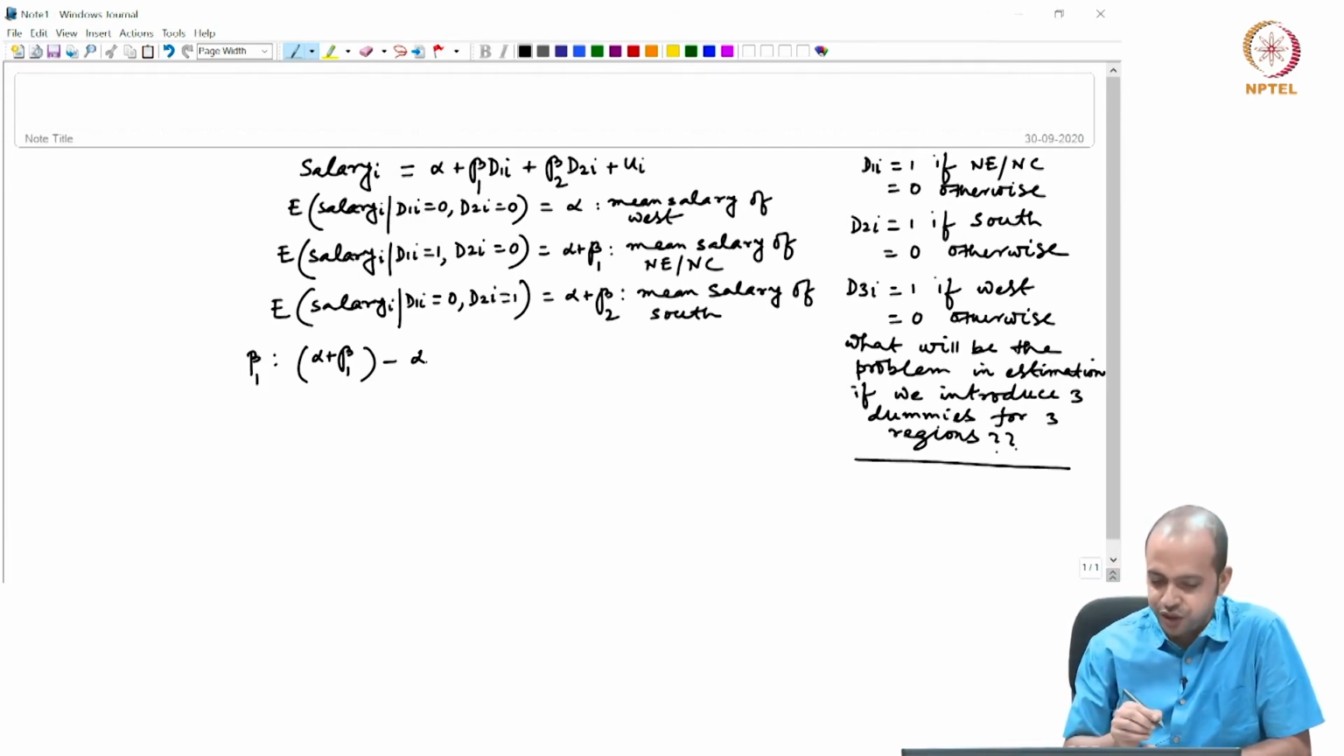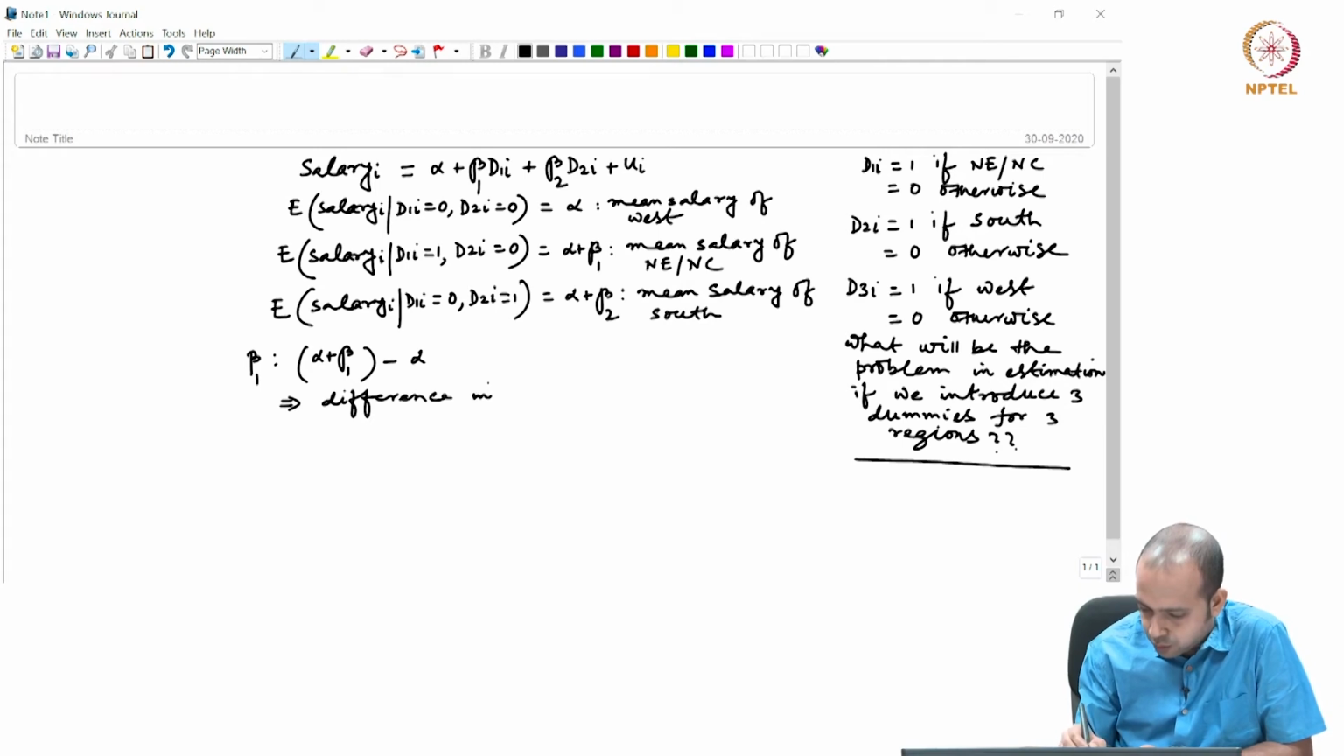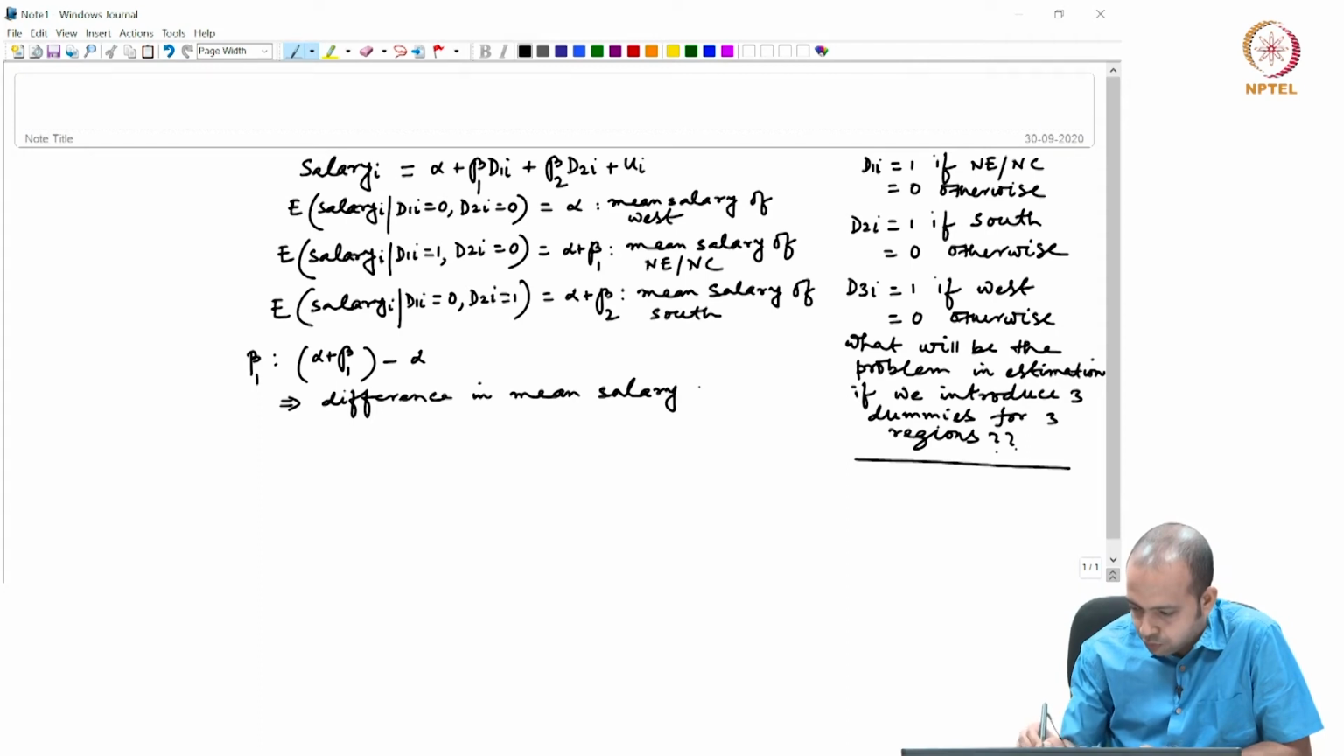Okay. So, beta 1 basically indicates the difference in mean salary between northeast or north central and the western region.